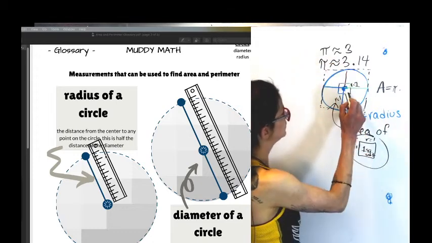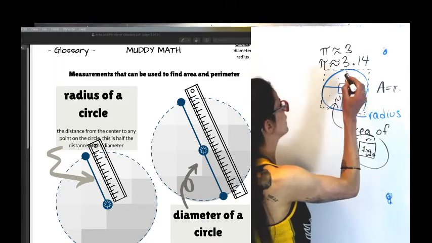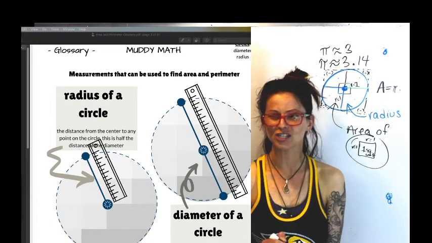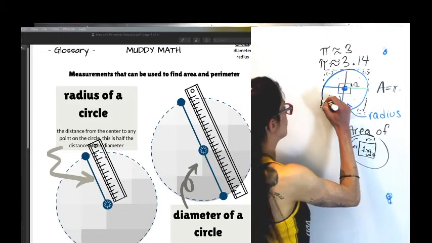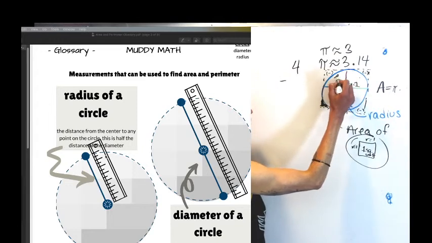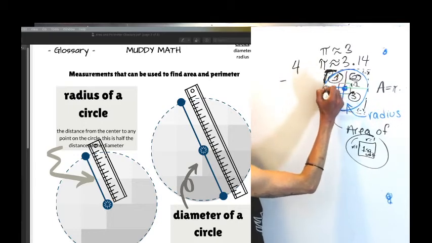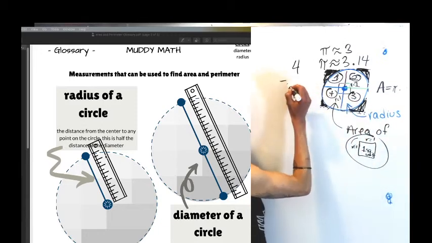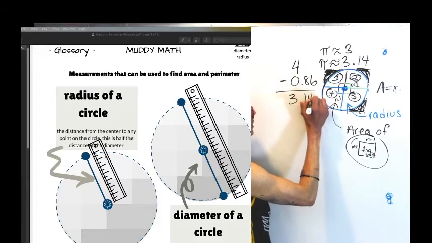Okay, so how many square units fill this circle? Well, 1, 2, 3, 4, but not completely 4. We have to subtract away the corners. And how much do we actually subtract away when we did that? About 0.86. So 4 squares, 1, 2, 3, 4, minus their corners, which turns out to be about 0.86, is 3.14, about.